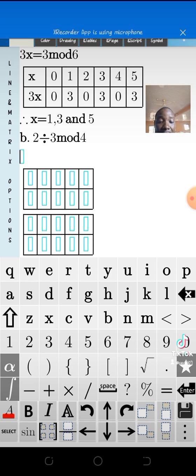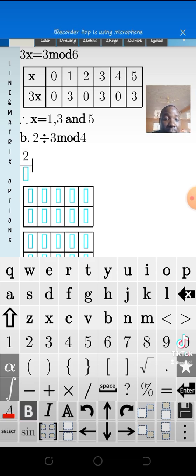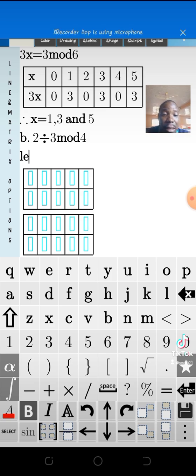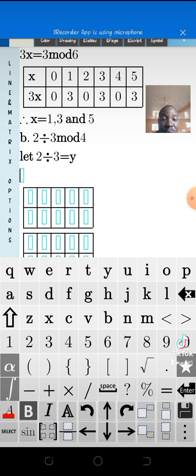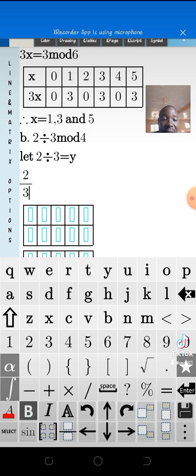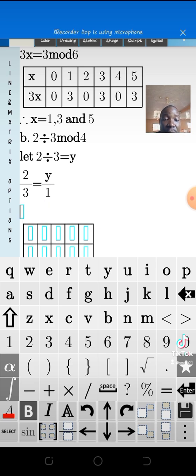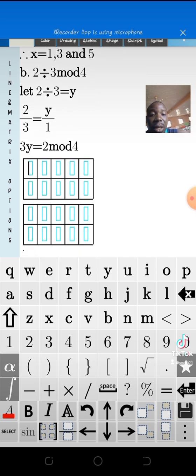So this is going to be, first of all, let 2 divided by 3 equal a particular variable, say y. So this is just the same thing as 2 over 3 equals y over 1. Cross multiplying now, this is going to be 3y equals 2, in mod 4. Is that okay? So what we do here, we quickly draw our table again.